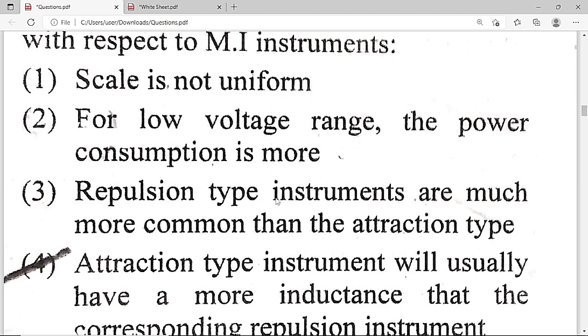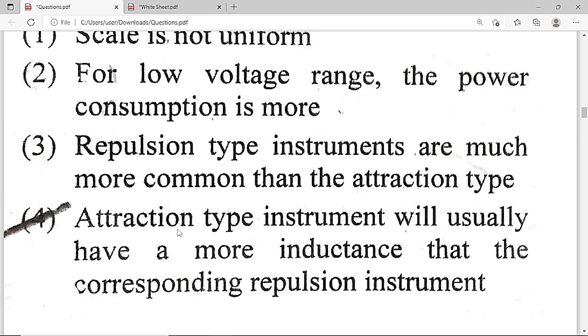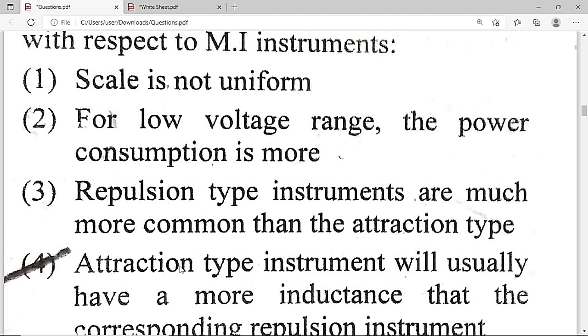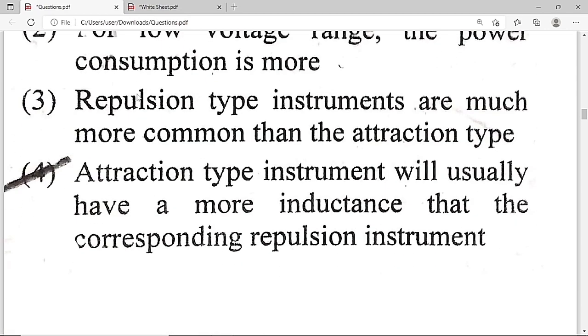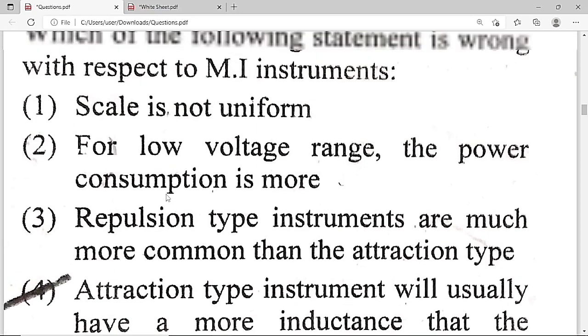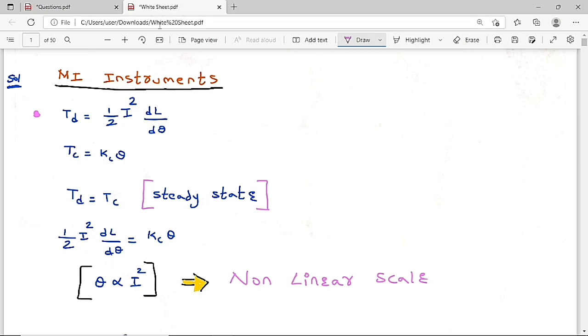Option C, repulsion type instruments are much more common than attraction type instruments. And option D, attraction type instruments will usually have more inductance than the corresponding repulsion type instrument. So among these four options, option D is the correct answer to this question, meaning it is the wrong statement, whereas the remaining three are correct statements. Let us discuss something more about these moving iron instruments.